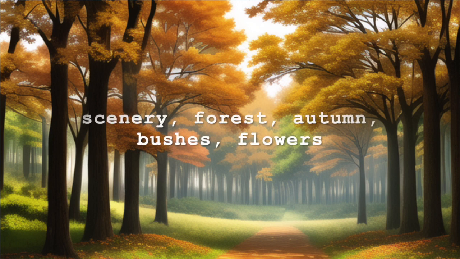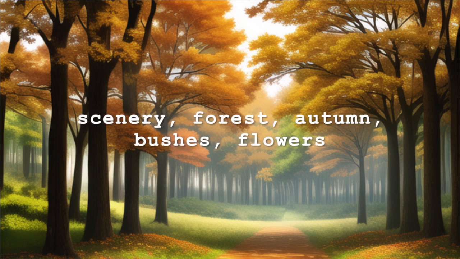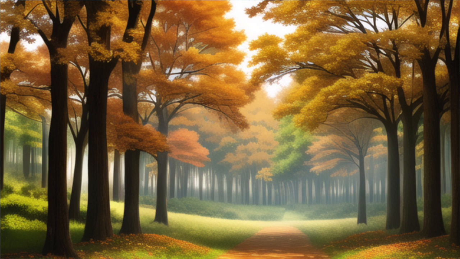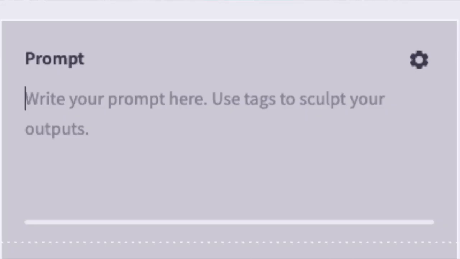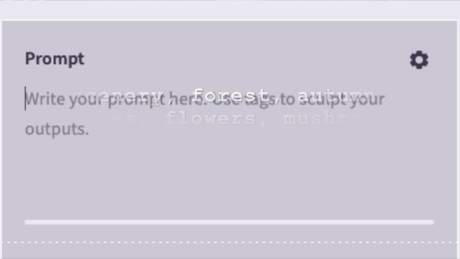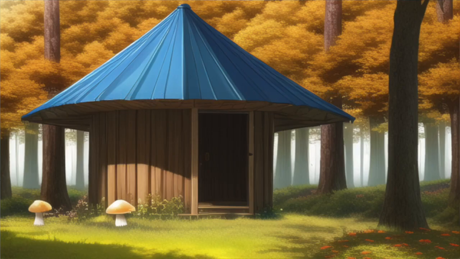Here are some examples. Scenery, forest, autumn, bushes, flowers. That worked well at only 22 iterations, seed 1. With more iterations, you could probably make the picture more awesome. But let us now add too much stuff. Scenery, forest, autumn, bushes, flowers, mushroom, hut, fox. The hut suddenly merges with the mushroom, very creative idea of NovelAI, and the fox just got ignored because it's just too much demand at once.